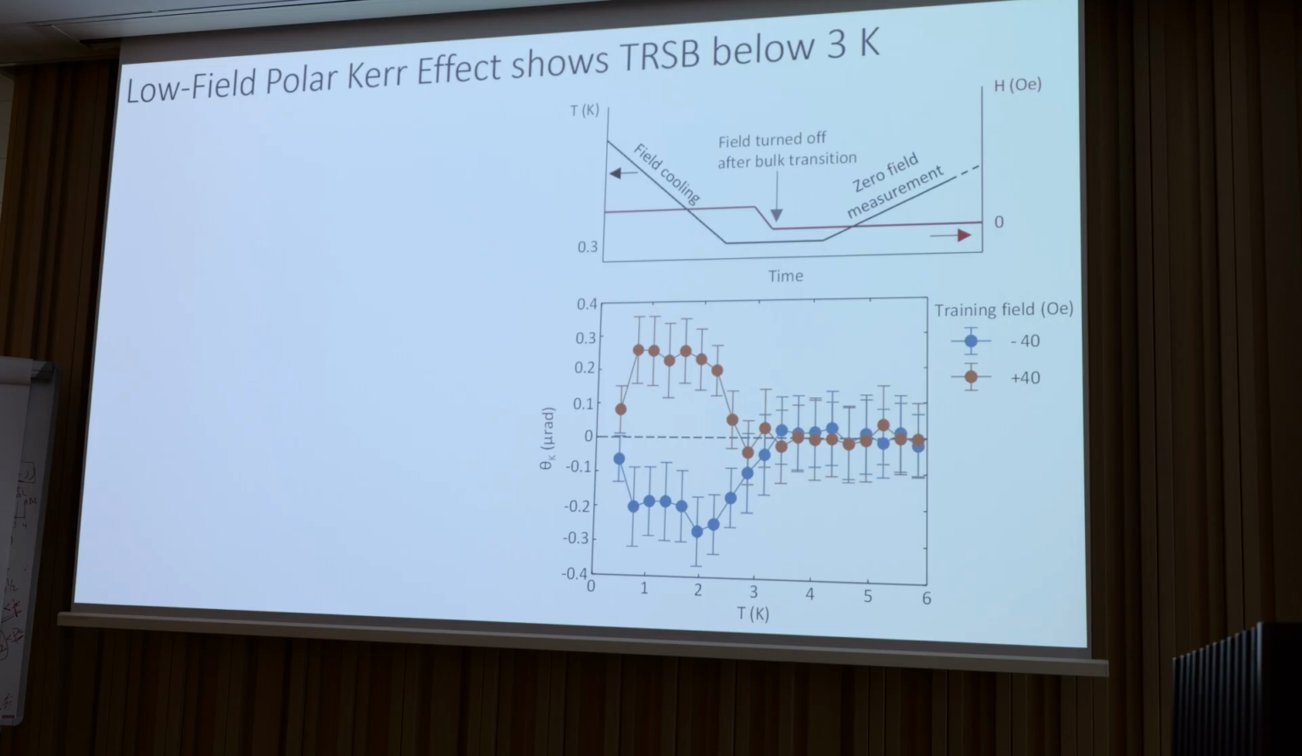Okay, here is the data. So these are two measurements done with opposite training fields. As we warm up, there is a signal. It's not very large, it's a fraction of a microradian rotation, but it's there. If we reverse the training field, we align the domains in a different way. The sign of the signal is reversed. Lo and behold, the transition temperature, 3 Kelvin. So this matches what we see with the STM and what we see with the mutual inductance. So this is yttrium platinum bismuth.